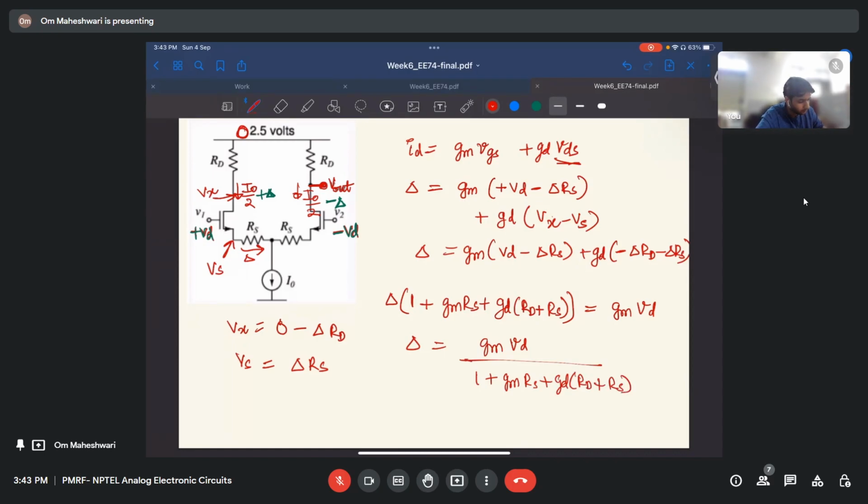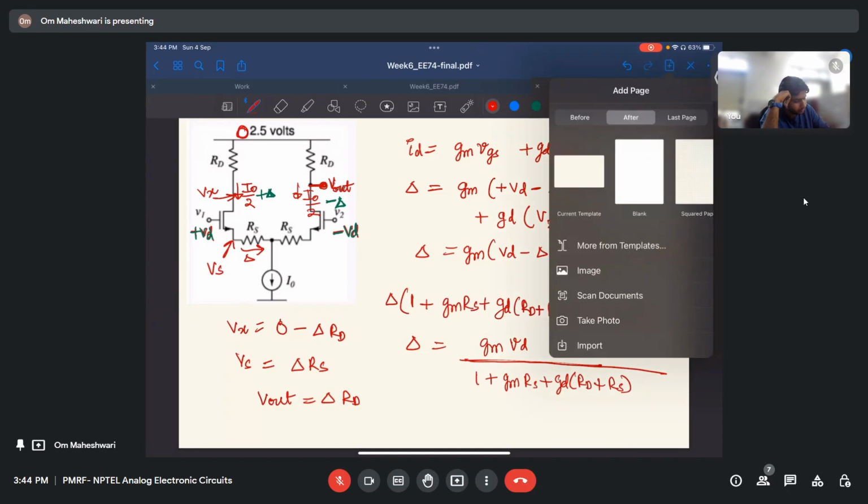Okay, so this delta was flowing here, right? The same delta in the opposite direction is flowing here. So we can find V out. What will be V out? V out will be delta RD only, right? The voltage drop here is V out and it is delta into RD, ID RD here. So V out equals delta RD.